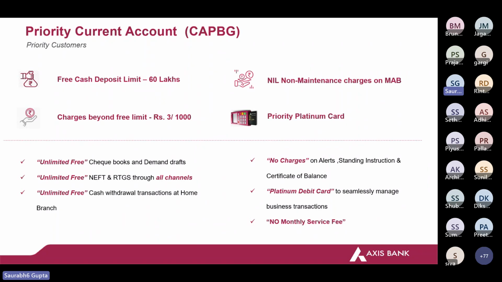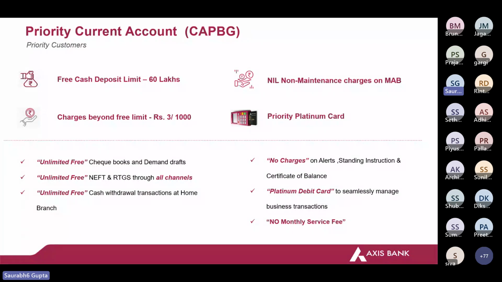Then I come to the specific product which we have created for priority customers. The priority current account can be pitched to all the priority customers. We are offering a 60 lakh free cash deposit limit with this priority current account. There will be no minimum average balance criteria. We are offering a priority platinum card along with this priority current account. There will be unlimited free checkbooks and demand drafts, and unlimited free NEFT RTGS through all the channels.